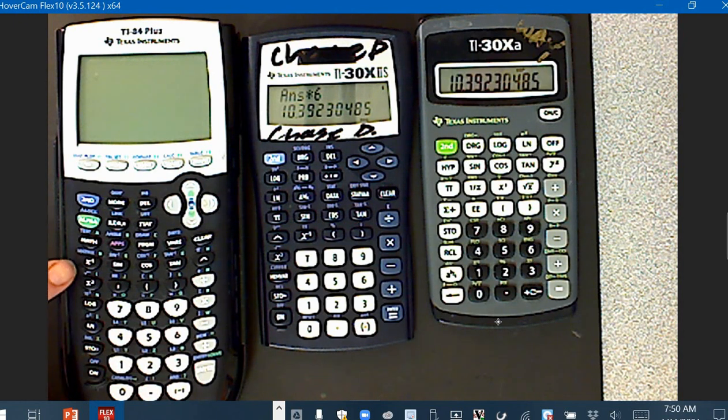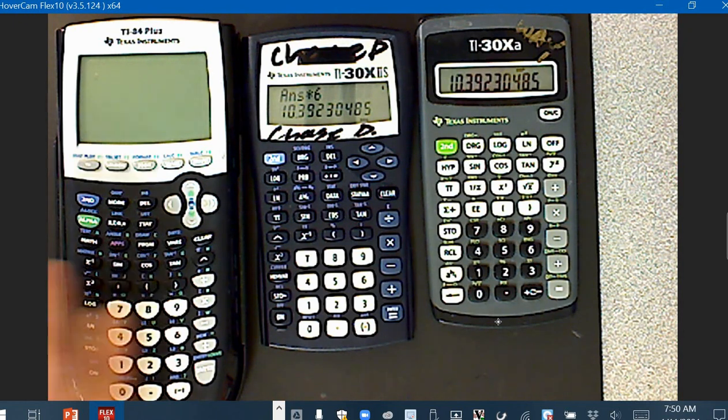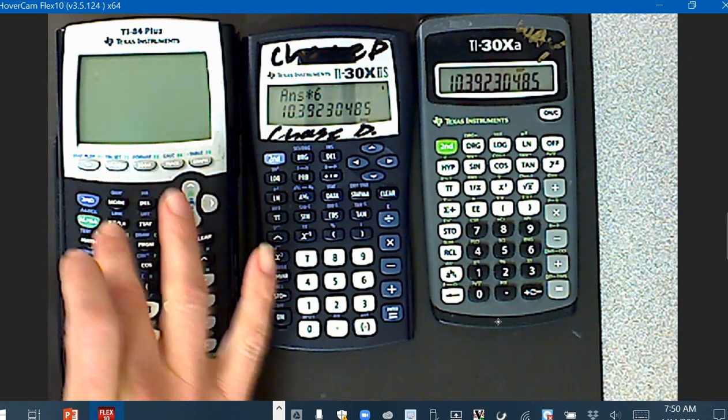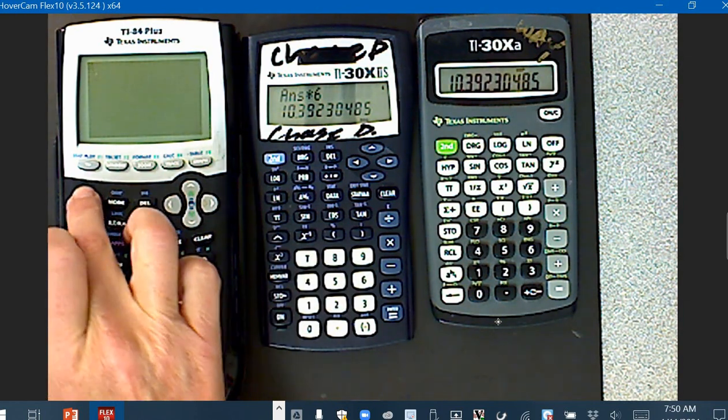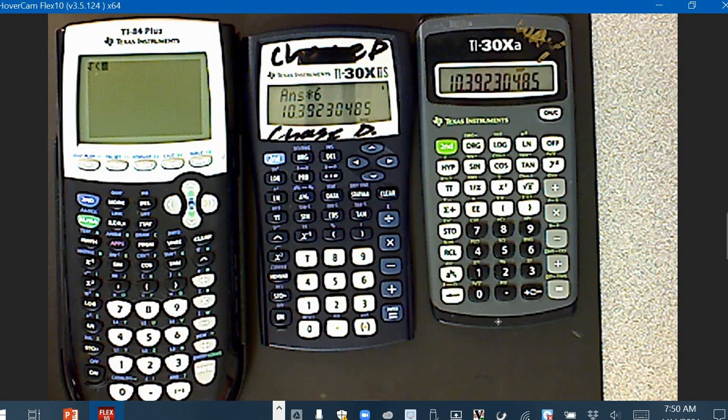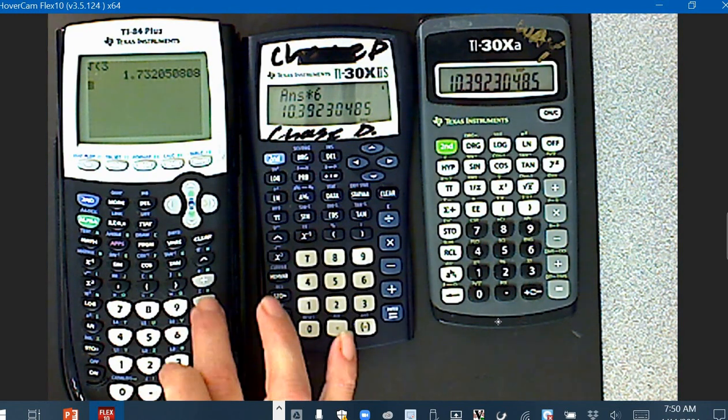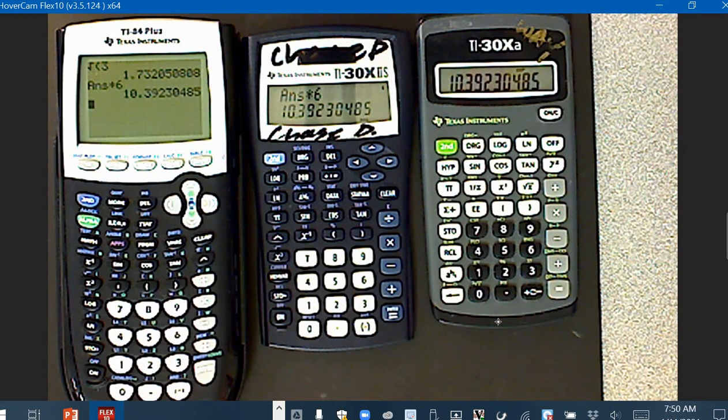In the TI-84, your square root's right there. So you do second function, you have to turn it on first, of course, second function square root, and then put your 3 in there, enter, times by 6. So that is the decimal version, 10.3923.